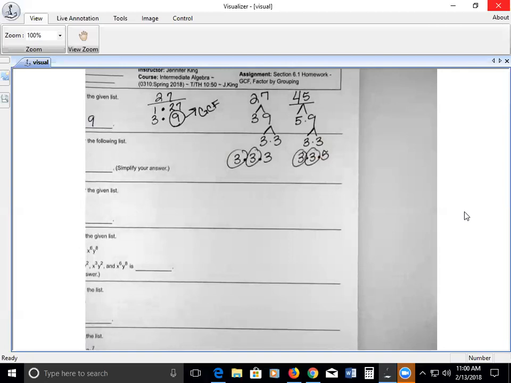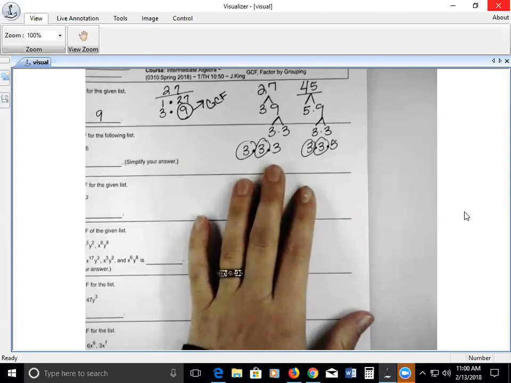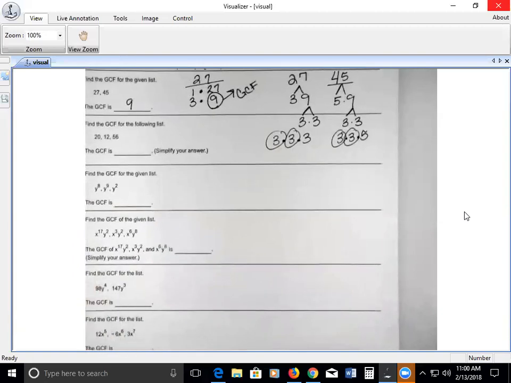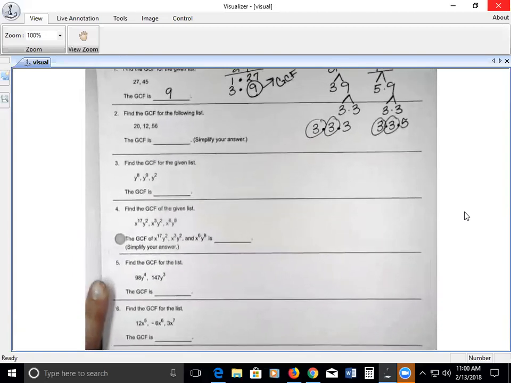Sometimes students love the prime factorization method because they don't have to sit there and guess, did I list all my factors, did I count for every value? It gives it to you straightforward. So either one of these methods that you want to use, I'm fine with. Both of them are going to get you back to the same answer. Okay, so let's look at 2.